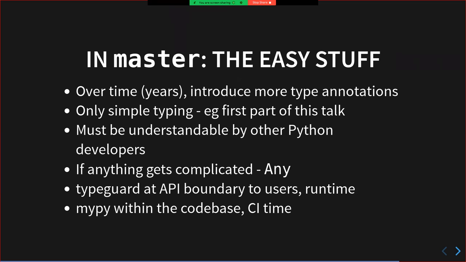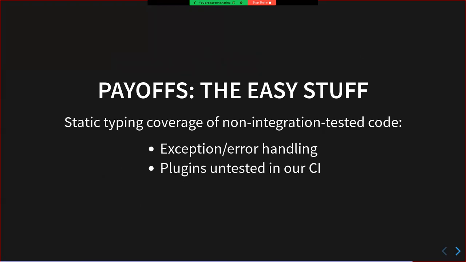And we enforce this in two ways. At API boundaries where users call into our code at runtime, we have type guards. So we know if they've crossed that boundary via type guard, the types are correct. And then within the code base at CI time, we use MyPy to check that one piece of the parcel code is talking to another piece of the parcel code correctly. So that happens every time we do anything with a pull request. So without pushing on things too hard, what are the payoffs? For me, the biggest payoff has been static typing coverage for code that we aren't running our integration tests on.